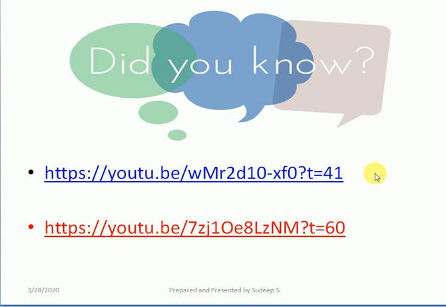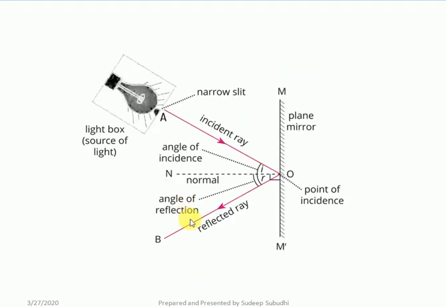Before stating law of reflection, we need to define some basic terms. Here, M dash indicates a plane mirror. Light box, that is a source of light. AO indicates incident ray, that can be defined as the ray of light which falls on the mirror reflecting surface is called the incident ray.